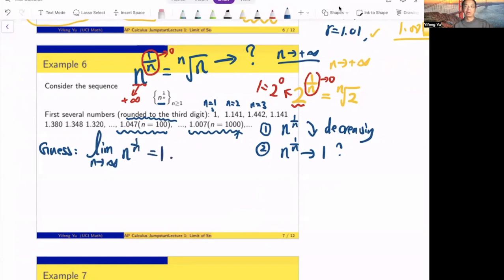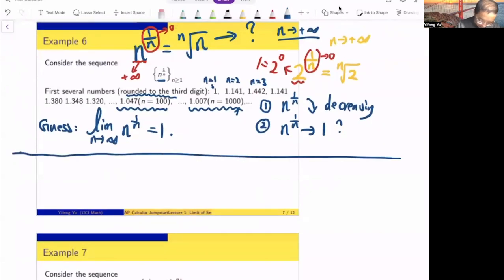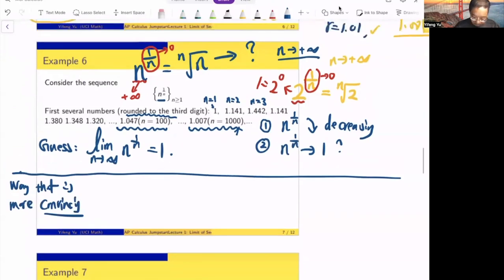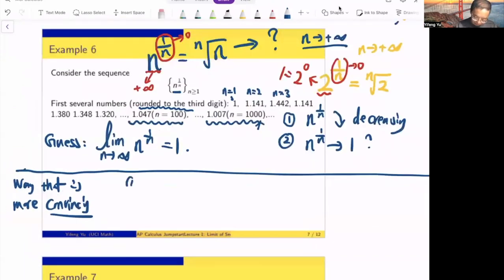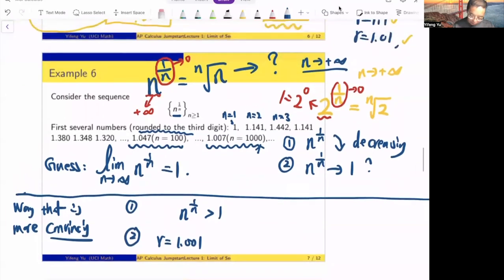Now the question is, how can we make a convincing argument, right? So that's what we need to do. How do we find a way that is more convincing? First of all, we know, obviously, this sequence is bigger than 1, because n is bigger than 1, and the n-th root of n is bigger than 1. And number two, suppose I choose a number, let's say 1.001, just a number which is bigger than 1, but very close to 1.